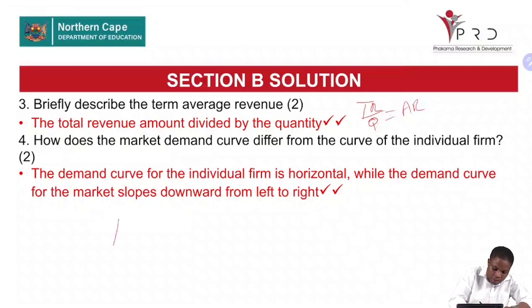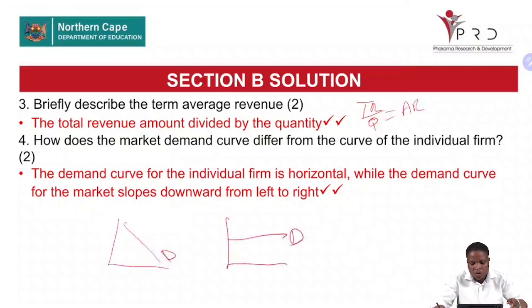How does the market demand curve differ from the individual firm's? The demand curve for the market is this one. There's the demand curve. For the individual it is this one, demand curve. So how do they differ? The demand for the individual is horizontal, this one, while the demand for the market is downward sloping. It moves from here to there, from the left to the right. It is downward sloping. That is the difference.